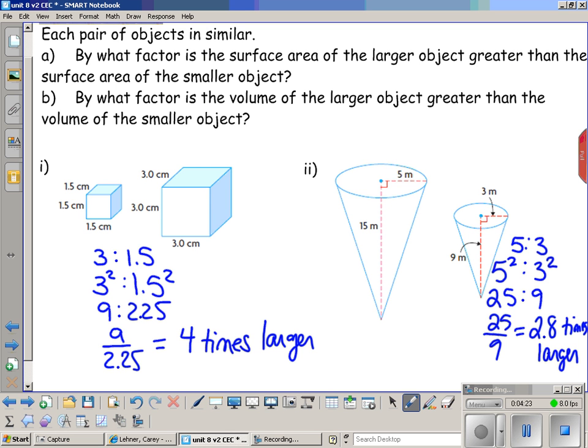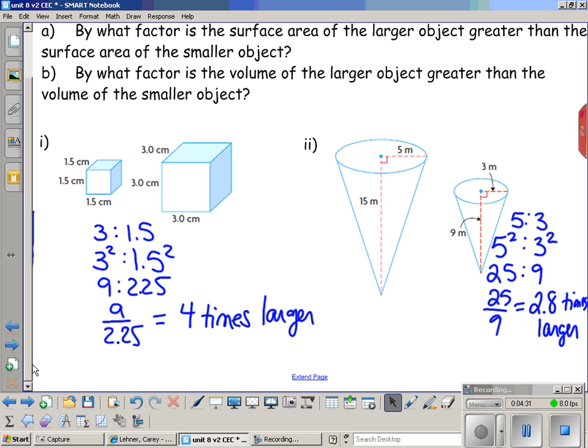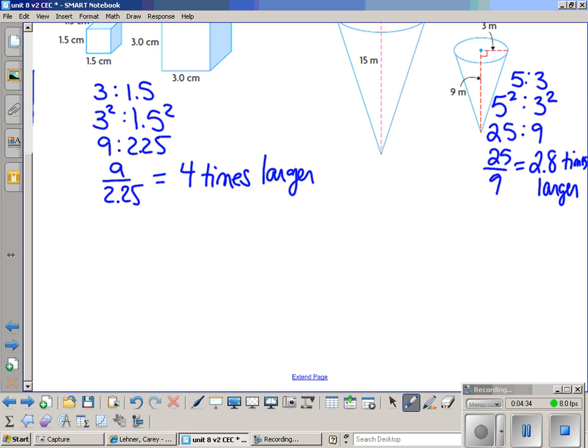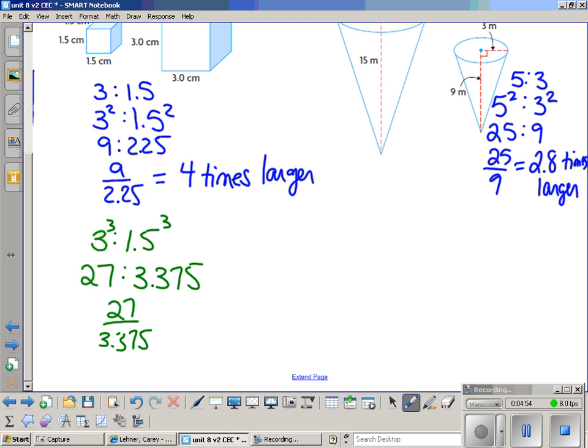Now in B, it says, by what factor is the volume of the larger object greater than the volume of the smaller object? So we're doing the same thing, but now we need to deal with volumes. So we go back. We have the scale factor, but with volume, we cube this. So 27 to 3.375. There's our ratio of the volumes. Divide those. And we get 8 times larger.